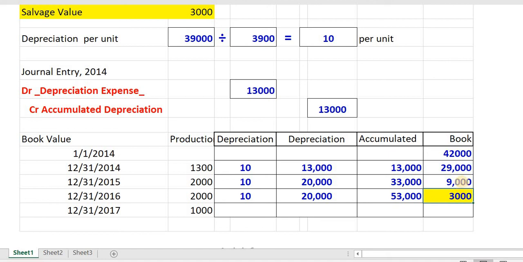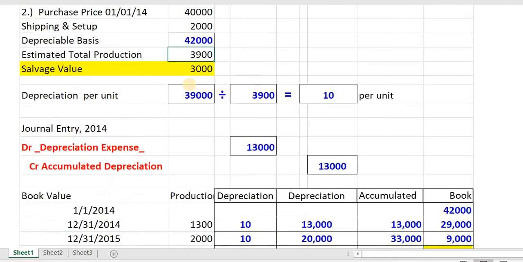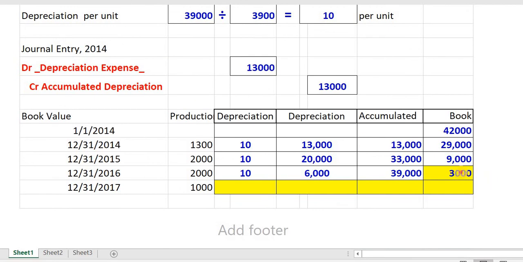So how much can we take? We can only take the difference, $6,000 in depreciation that year, which will make our accumulated $39,000 and our book value the same as the salvage. And then in year 4, we can do nothing. We've fully depreciated the asset. Why? Because our production was more than what we anticipated. We look at all this production, that's 5,300 units in 3 years. We only thought it would produce 3,900 in 4 years. That's okay. But the point is you have to watch and can't go below the salvage value. And that's units of production depreciation.